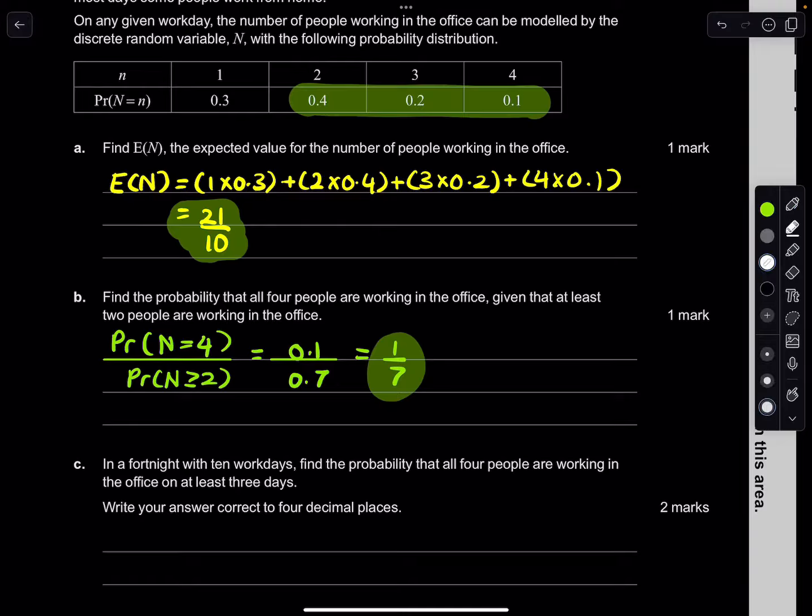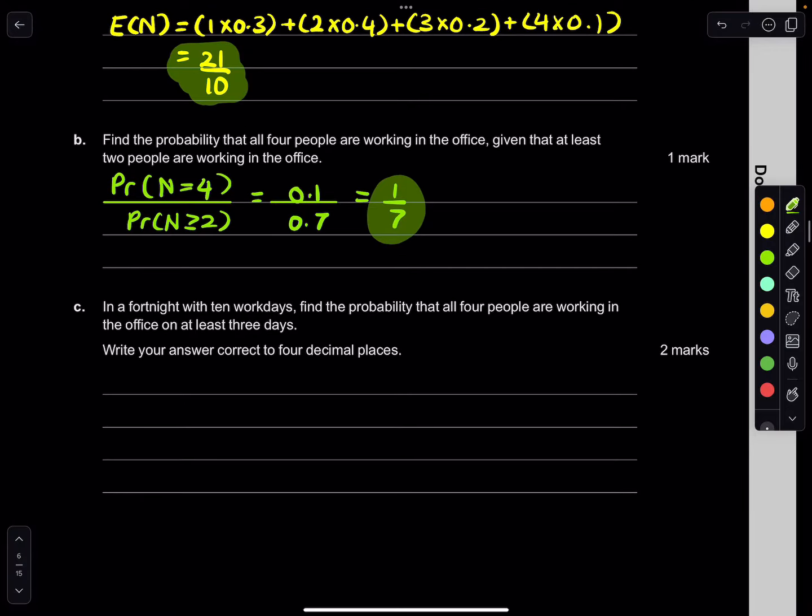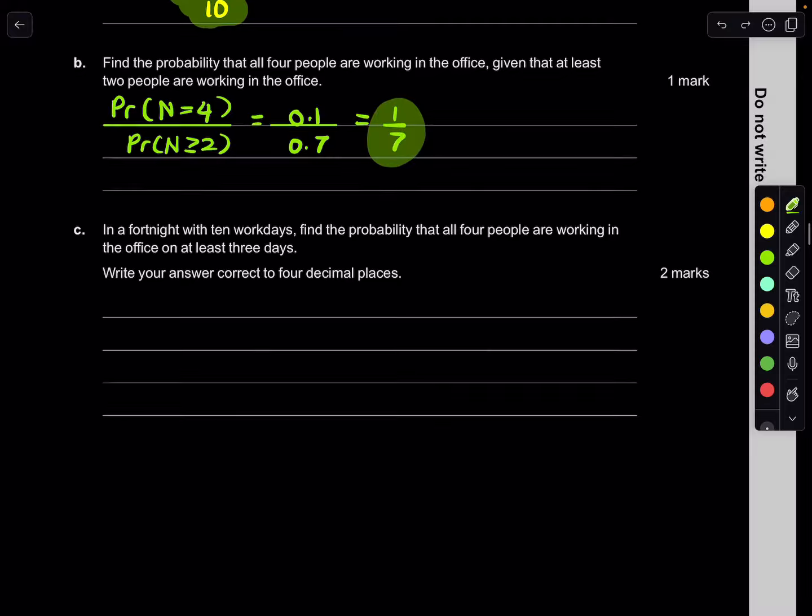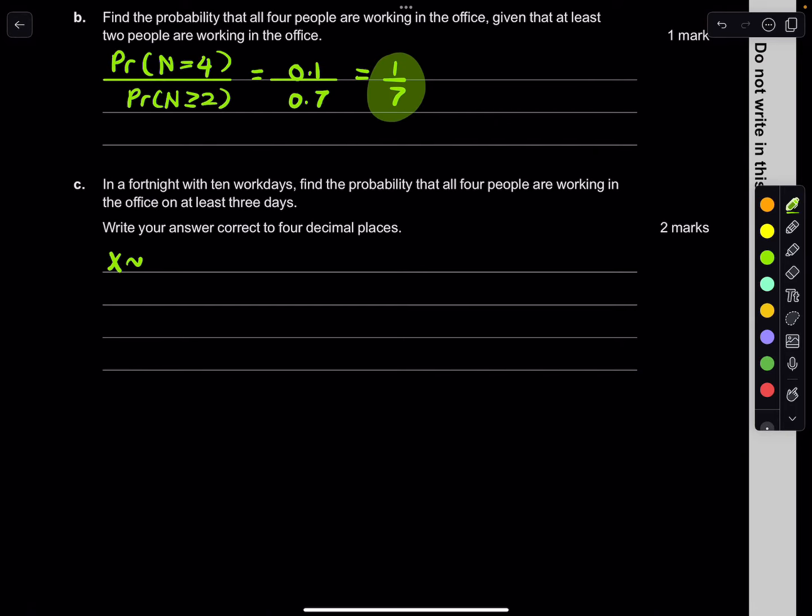Next question. Let me just change the highlighter color. Okay, let's do it. In a fortnight with 10 work days, find the probability that all 4 people are working in the office on at least 3 days. Write your answer correct to 4 decimal places. This is binomial. They've given you n, the number of work days, and the probability of success, which is 4 people working. Let x be binomially distributed, where x is the number of days out of those 10 work days where 4 people are working.